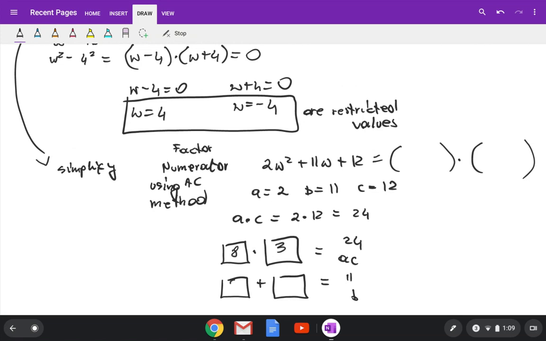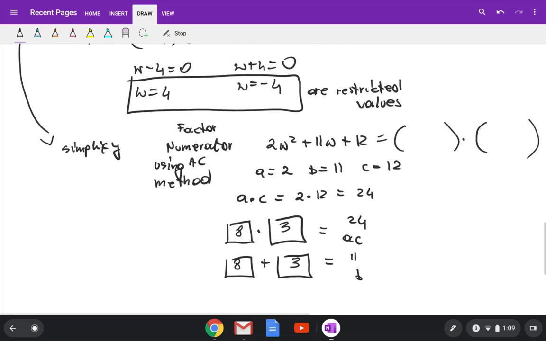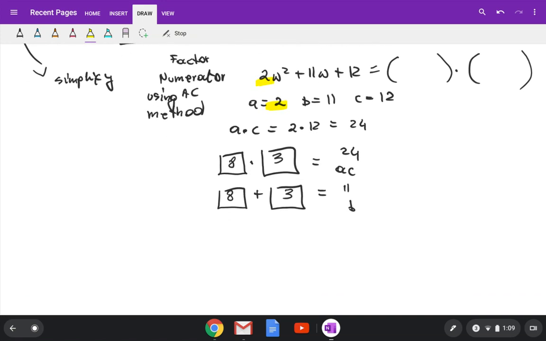8, 3, 8 plus 3, it's 11. 8 times 3. So now you guys have to remember that, look what happened. A is equal to, so what I'm going to do, I'm building two parentheses, and I'm putting 2 in each. So I have 2w plus 8 times 2w plus 3.